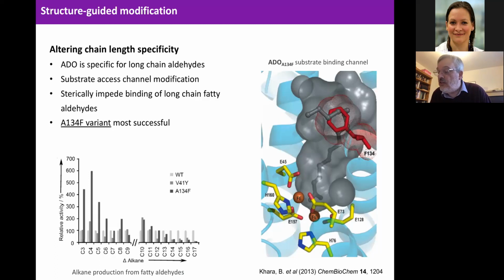of catalysis. We conjectured that the steric blocking of this channel would exclude long chain substrates and perhaps favor the binding of short chain aldehydes. So a number of single and multiple mutations were made, the most effective being the replacement of a residue alanine 134 for alanine. You can see that in the slide here. You can see the red alanine side chain blocking off that channel, and the structure of that variant indicated the design intentions were carried through in crystal structures with shorter chain substrates.